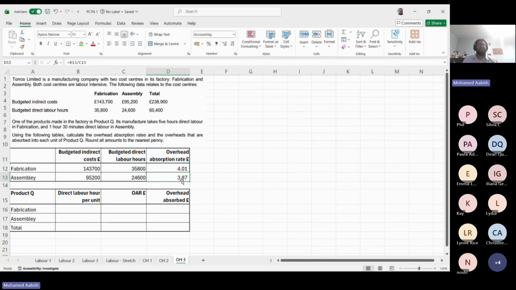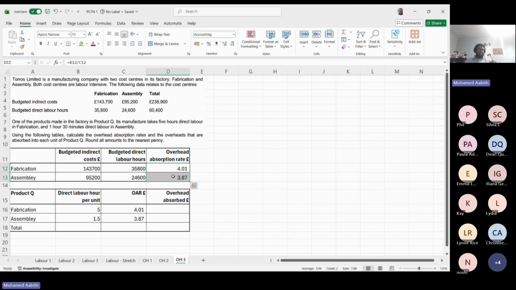These are the numbers I'm going to use when I calculate how much overhead I'm going to be absorbing. So how many hours of labor did I use? In fabrication, according to this, I used 5 hours of direct labor. In the assembly department, I used 1 hour and 30 minutes, which we can translate into 1.5 hours. Here they want the overhead absorption rate, which is £4 and a penny for one and £3.87 for the other, because these two departments have two different rates of absorption.